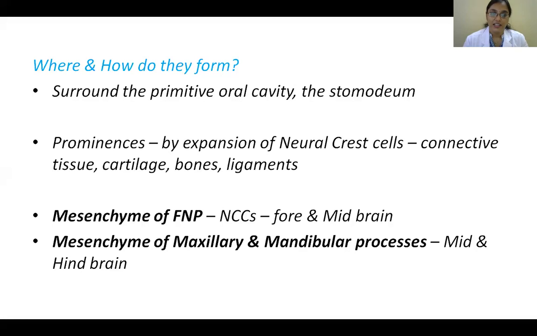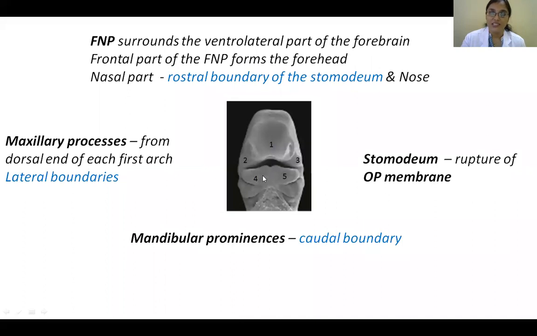Like I told you, the neural crests are along the forebrain, midbrain, hindbrain, and the spinal cord. The neural crest from the forebrain and midbrain come towards your frontonasal process. Then the neural crest along your midbrain and hindbrain come towards your mandibular arch, giving rise to the maxillary process and your mandibular process. So that's the mesenchyme origin, the neural crests contributing to the mesenchyme of that particular process. I told you the central part is the stomodeum, and around it all the prominences come together.